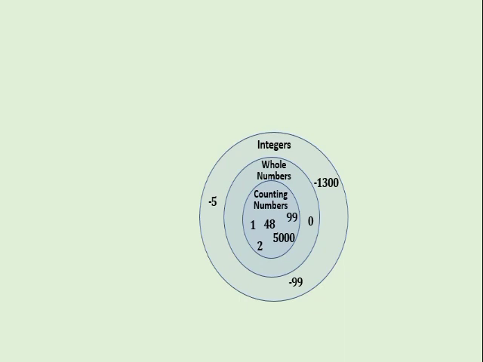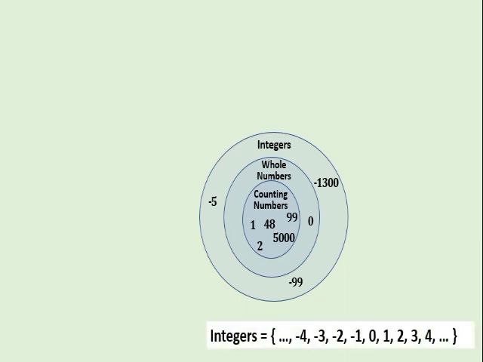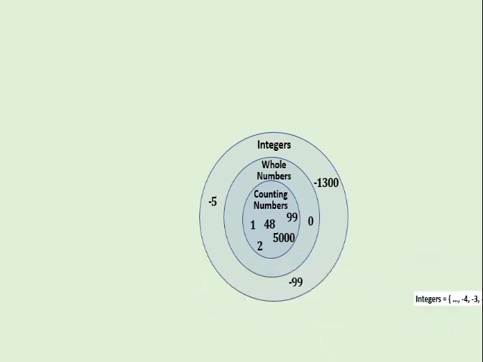So integers can be negative, as in negative 1, negative 2, negative 3, negative 4, and so on. Integers can be positive, as in 1, 2, 3, 4, and so on, or 0. So we can put that all together like this. One half, two-thirds, 97 over 32 are not integers.